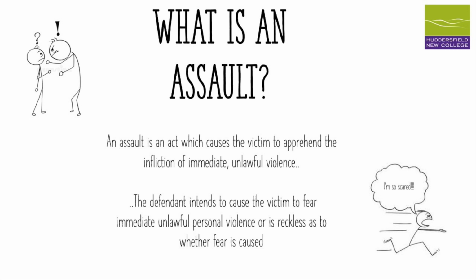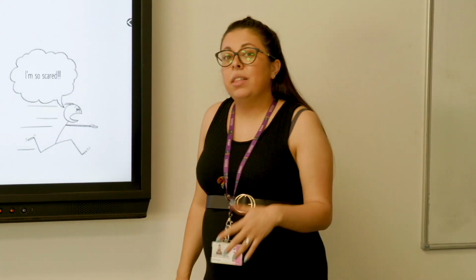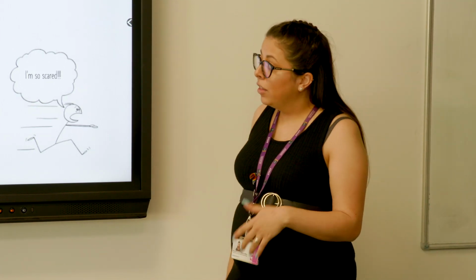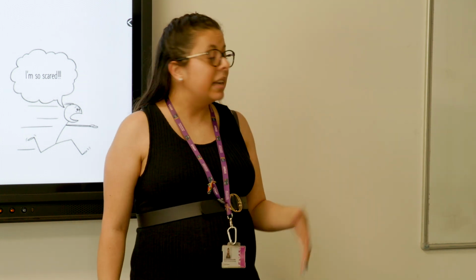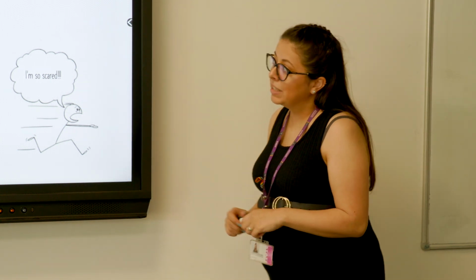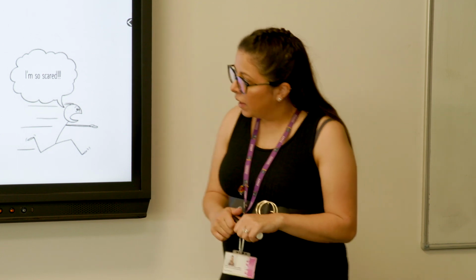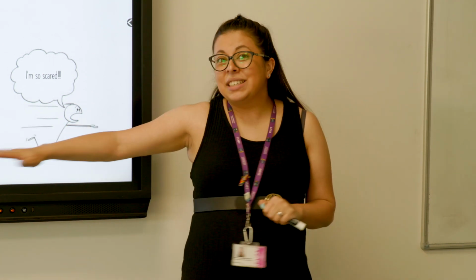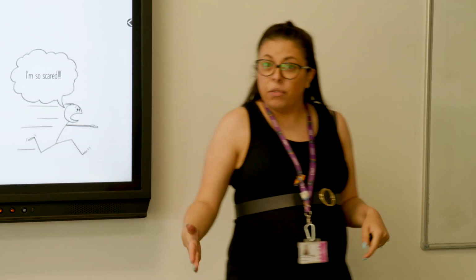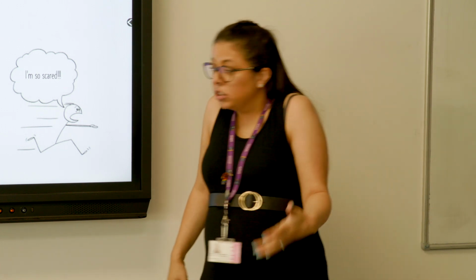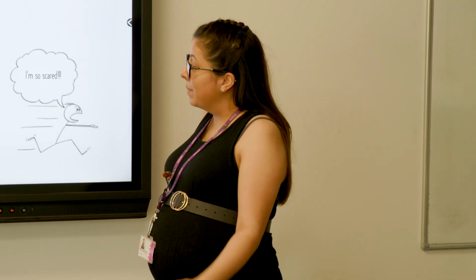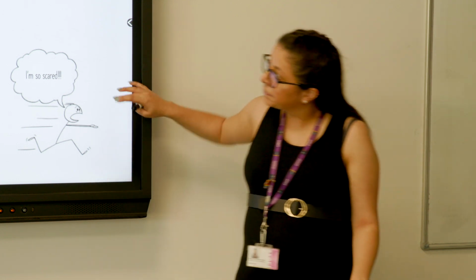The defendant intends to cause the victim to fear immediate unlawful personal violence or is reckless as to whether fear is caused. So all this means is that the victim is fearful of something. The defendant has done something or said something which has caused the victim to fear. The defendant either intends to cause the victim to be fearful or is reckless. Their actions have been so reckless that the victim has feared for their safety.